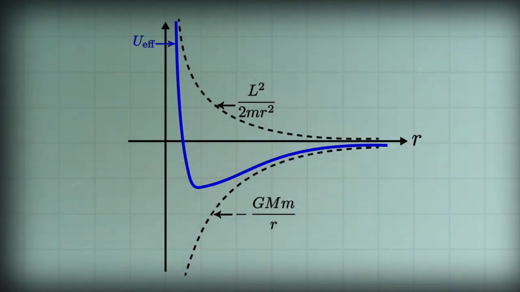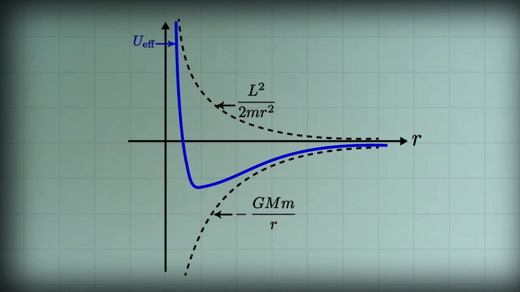Let's plot U effective as a function of r. For small r, that 1 over r squared is dominant, and it's positive. So U effective shoots up to infinity for small r. For large r, the 1 over r is dominant, and it's negative. So as r grows, the potential dives down to negative values and then rises towards 0 as r goes to infinity. So it makes a bowl shape.